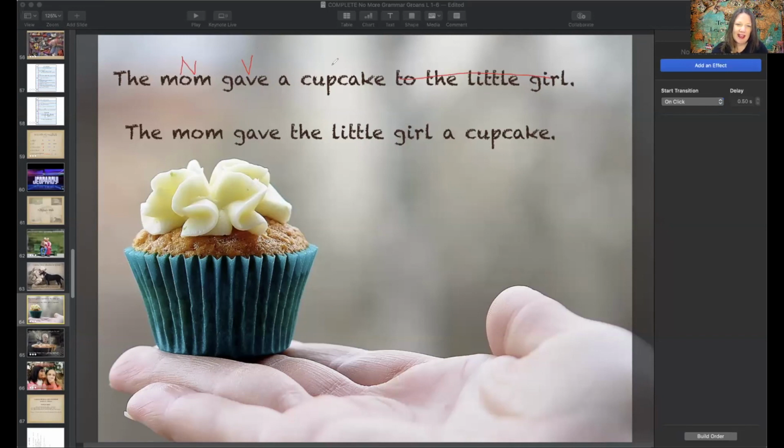Mom gave what? Cupcake is the direct object. Now, it can't be the indirect object, because you've got to have a direct object before you can have an indirect object. You got to have a subject first, then a direct object, then an indirect object if you're going to do these sentence patterns. In order to get an indirect object, we need to take out these three words, the little girl, and move them here right after the verb. The mom gave the little girl a cupcake.